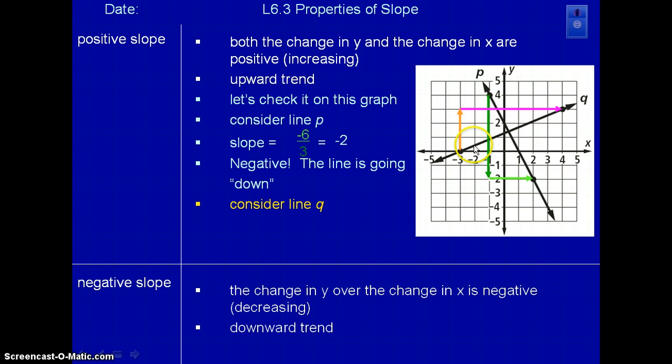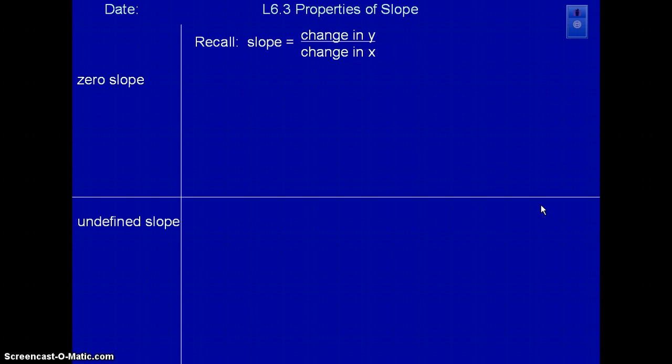So we can follow that. We can see that we need to go up 3 and over 7. So we've got a change in y equal to 3, and we've got a change in x equal to 7. This is a positive slope, and we can see that this line would be considered going up. Now, sometimes people say, well, really, depending on which way you're looking at it, either one could go up or down. Generally, we consider trends as we move from left to right. So that's why we would say that this line Q is going up, whereas the line P is going down as we move from left to right.